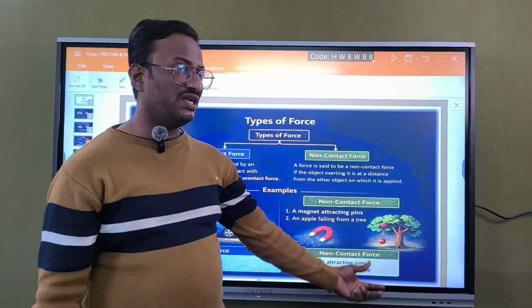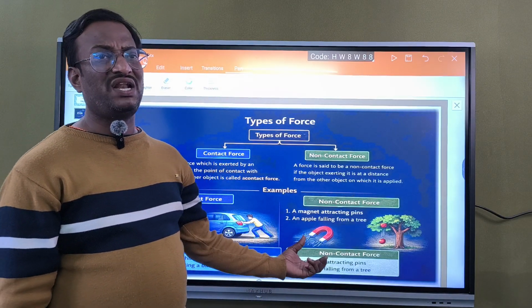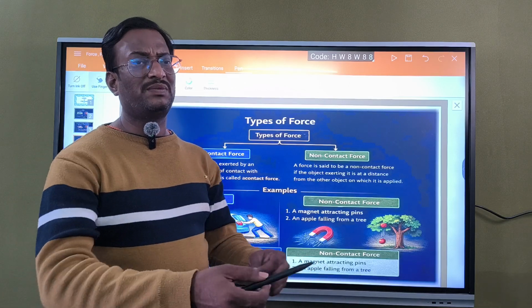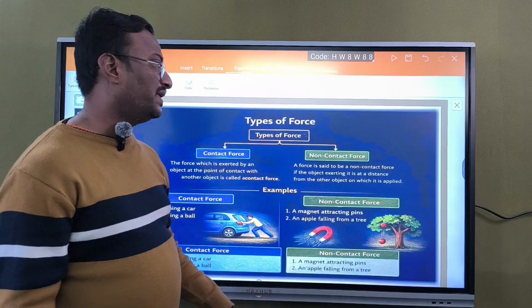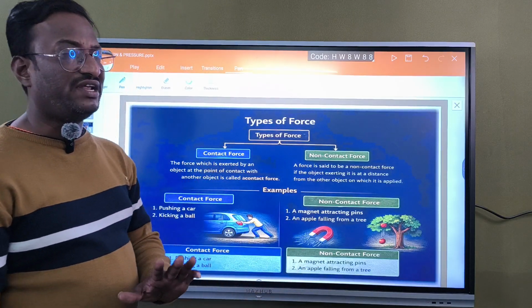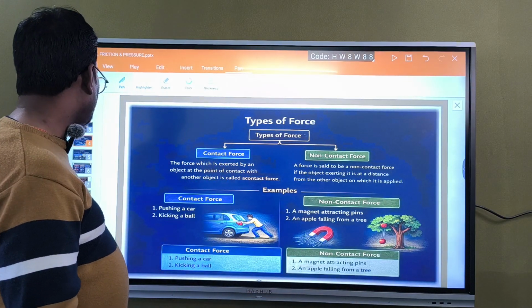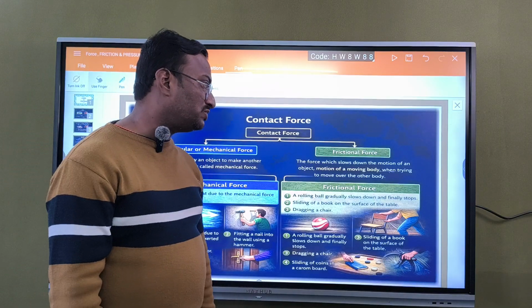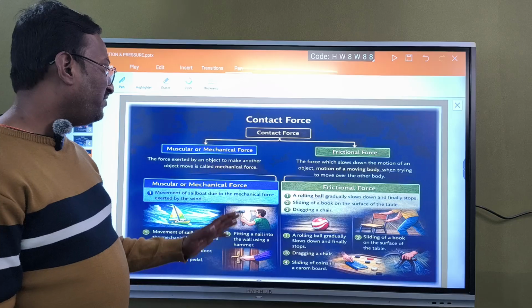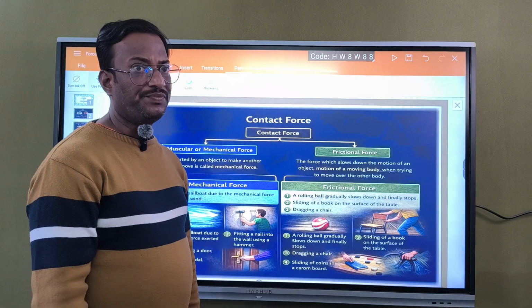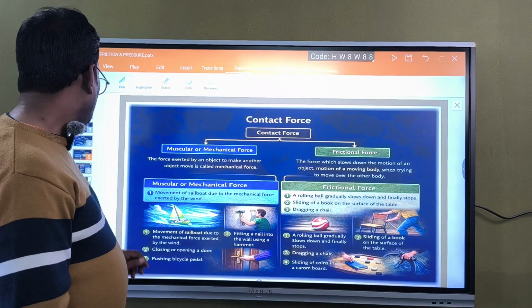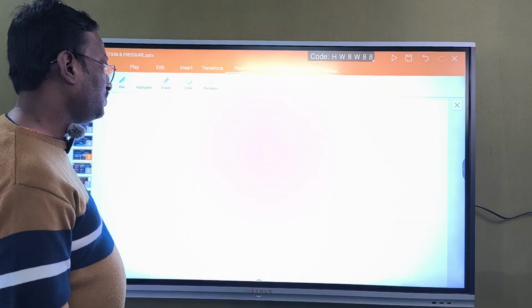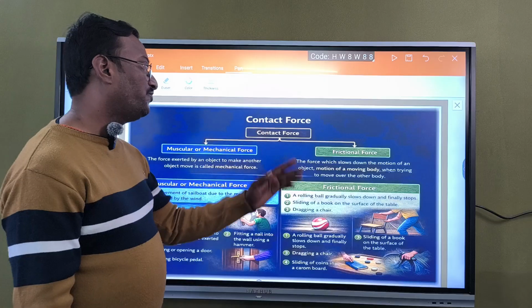For example, an apple falling from the tree, or a magnet attracting small pins which are somewhat far away from the magnet. These all come under non-contact force. Likewise we can define contact and non-contact force. In case of contact force, if you observe, it can be divided into a few types.